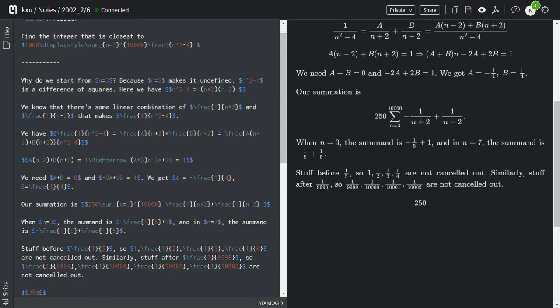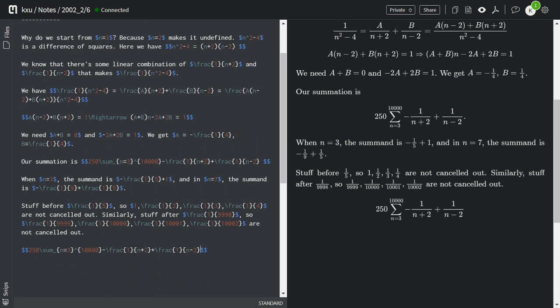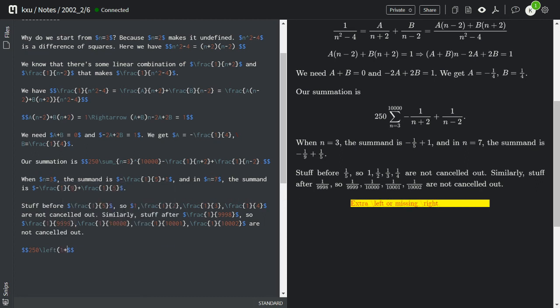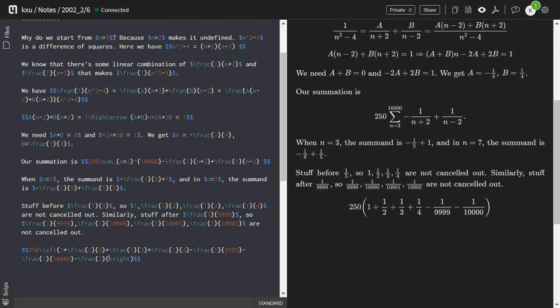250 times (1 plus 1/2 plus 1/3 plus 1/4 minus 1/9,999 minus 1/10,000 minus 1/10,001 minus 1/10,002).